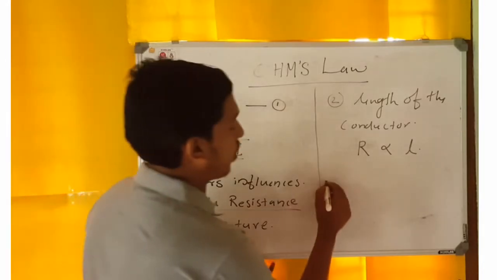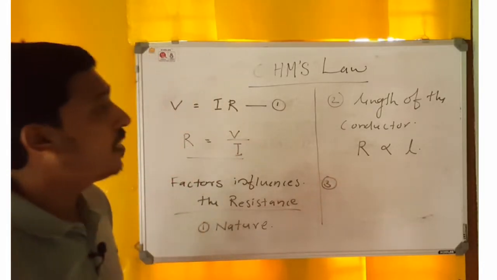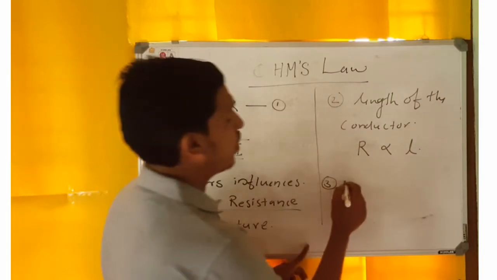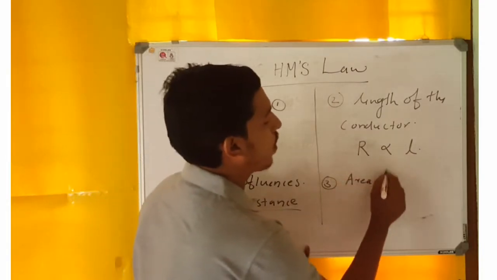Now the third factor that influences the resistance of a conductor is the area of cross section.